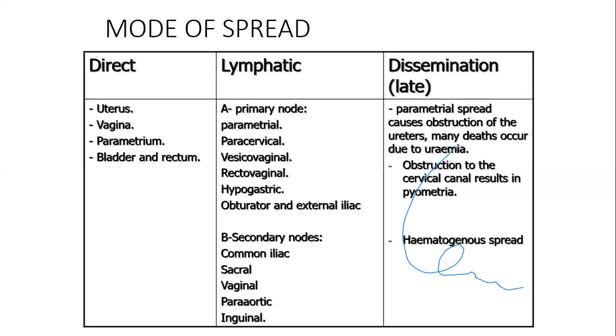So the mode of spread could be direct, that is to the surrounding organs, the uterus, vagina, parametrium, and the bladder and rectum. It could also spread through the lymphatic channels, and then a late dissemination through hematogenous spread.